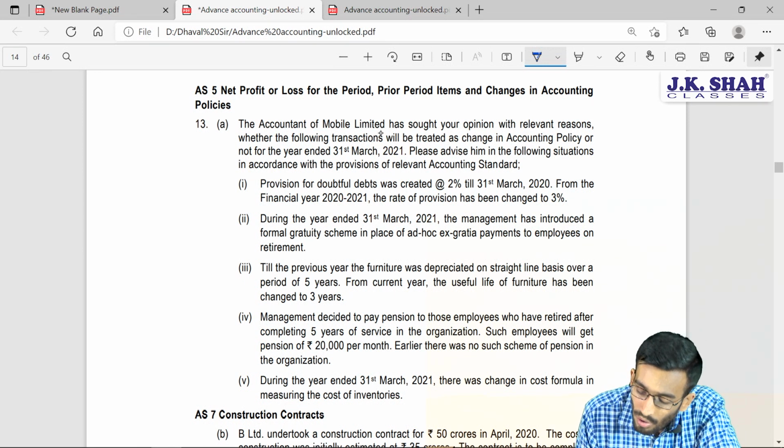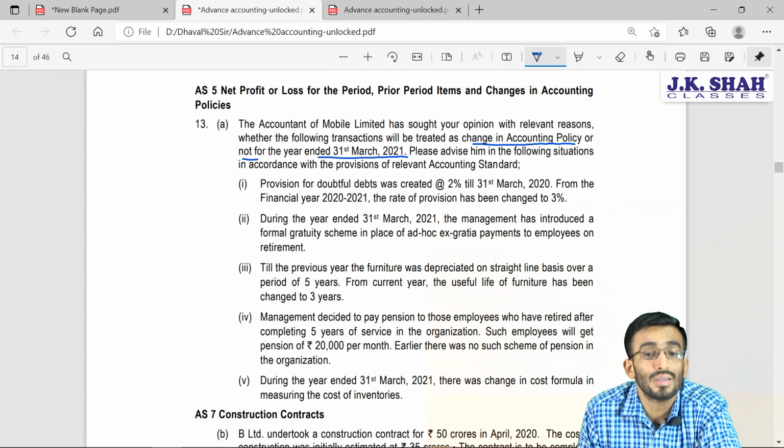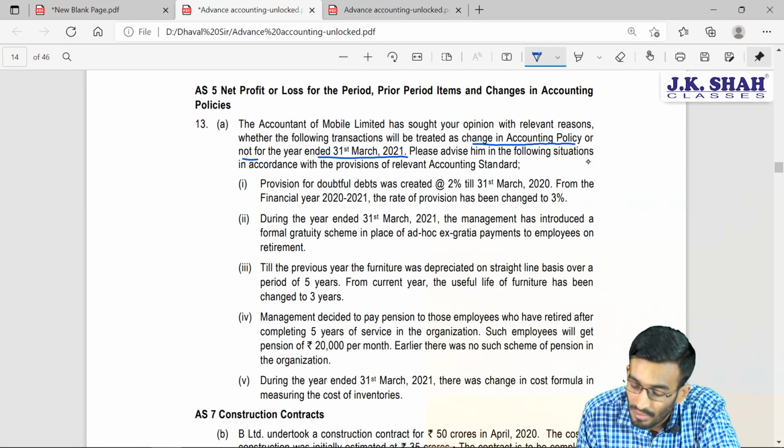The accountant of Mobile Limited has sought your opinion with relevant reasons whether the following transaction will be treated as a change in accounting policy or not for the year ended 31st March 2021. Please advise him in the following situation in accordance with the provision of relevant AS.